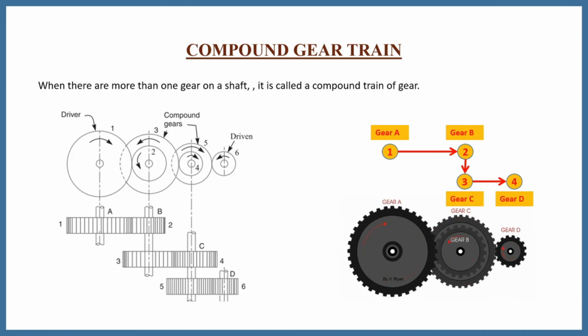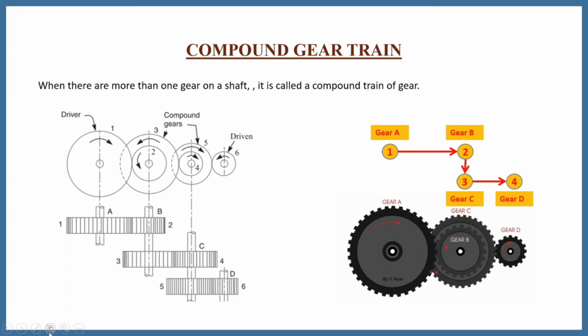Now we are going to study the second type of gear train, which is the compound gear train. In the compound gear train, when there is more than one gear mounted on a shaft, such a gear pair is called compound gears, and the gear train is called the compound gear train.